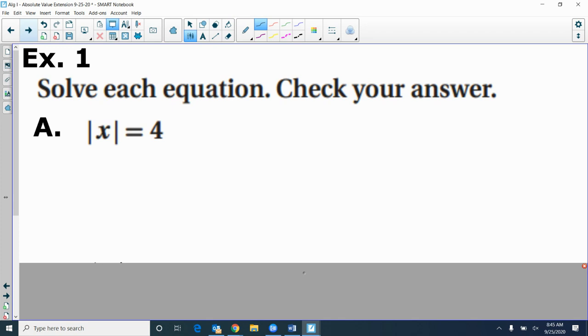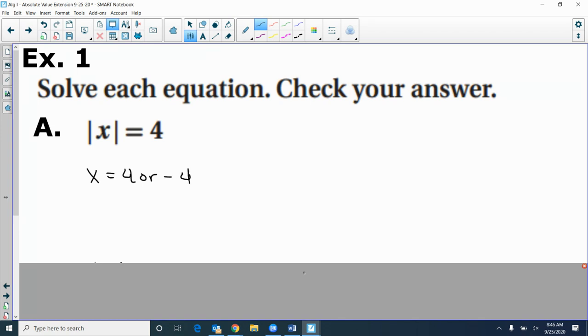What numbers have an absolute value of 4? Okay, so what's the absolute value of 4? That is 4. What's the absolute value of -4? 4. So how do I answer this equation? What do I say x equals? 4 and -4. So x equals 4 or -4.